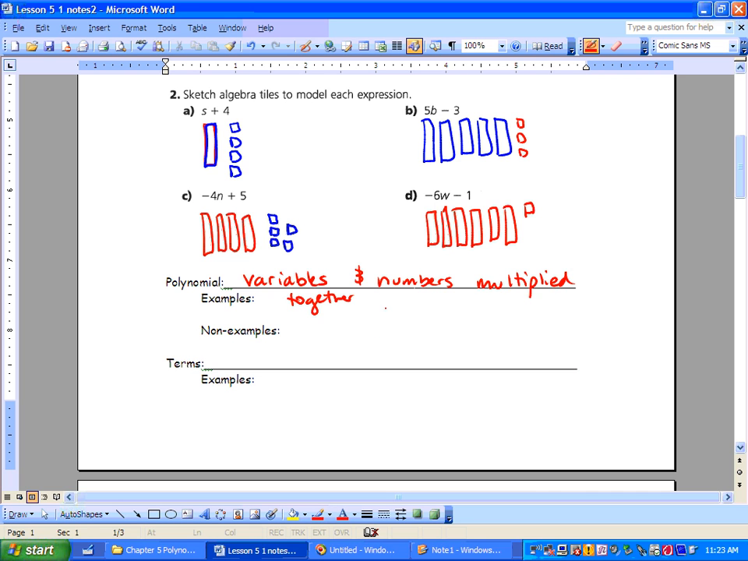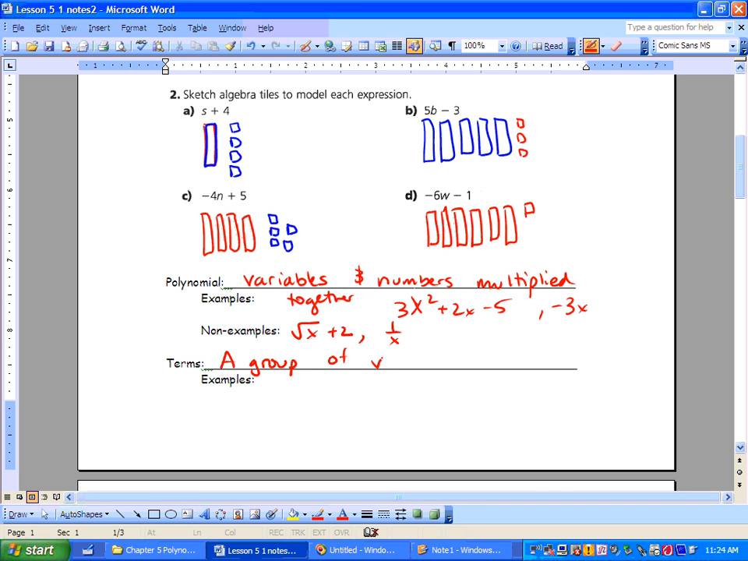So we've got a couple examples: 3x squared plus 2x minus 5. That's an example of a polynomial. Also, negative 3x. That's an example as well. A non-example would be something like root x plus 2 or 1 over x. It's not a polynomial.